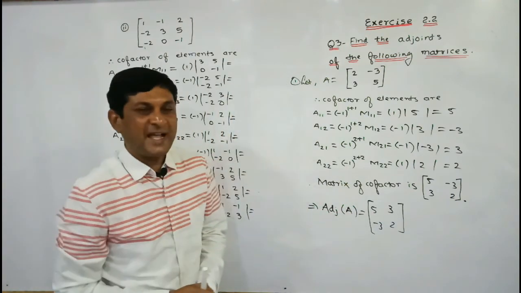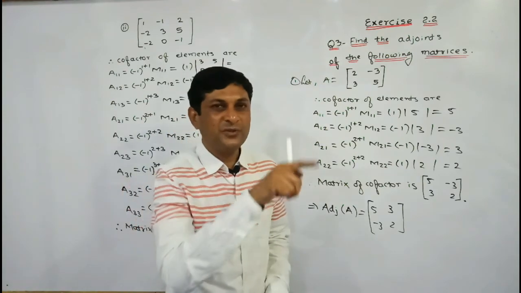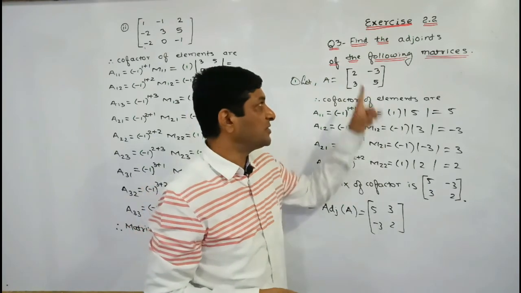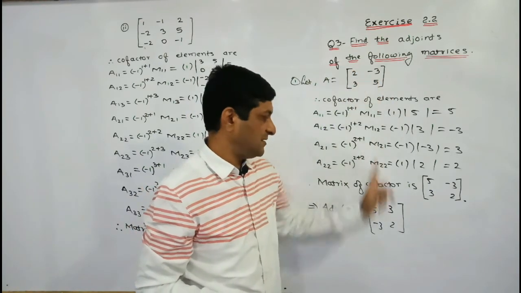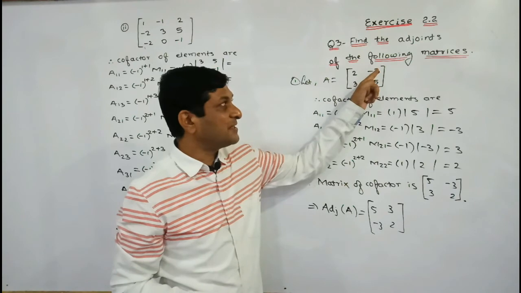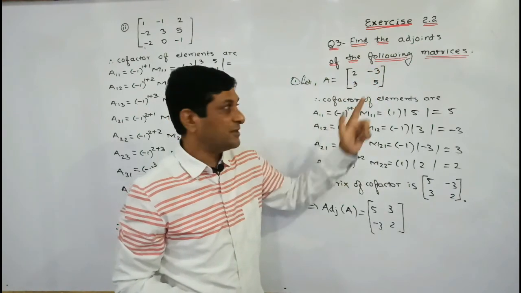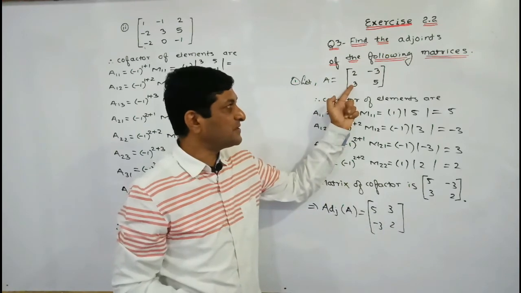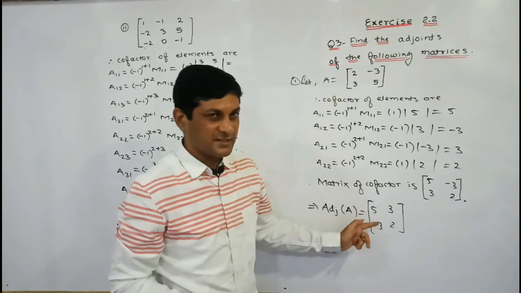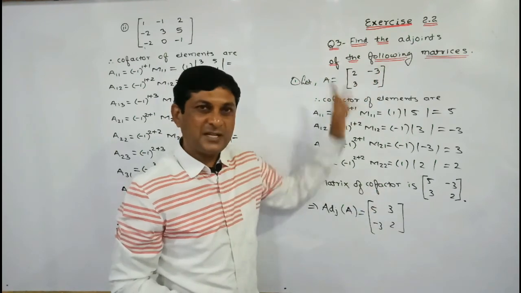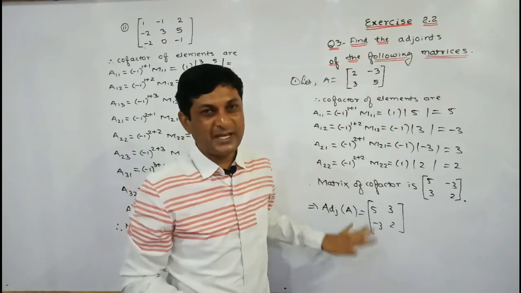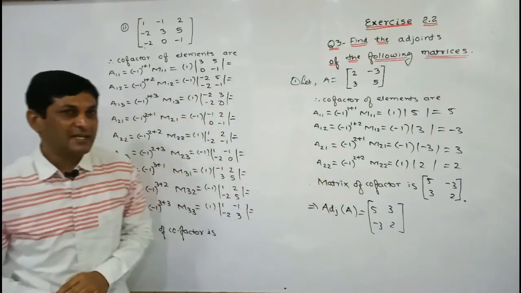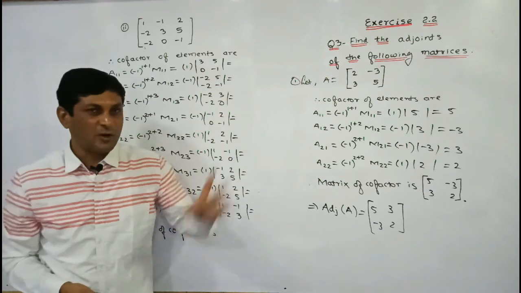Now to check whether our answer is correct or not, I have already told you one shortcut method, which is applicable only if the matrix is of order 2 by 2. Check whether these two elements are interchanged. Yes, these two elements are interchanged, and check that the signs of these two elements are changed or not. Here -3 is there, so here we will require +3. Yes, we have got +3, and here +3 is there, so we will require here -3. Yes, the signs of these two elements have changed and these two elements are interchanged, so we can say that our calculation is correct. This method is applicable only in case of a square matrix of order 2 by 2.